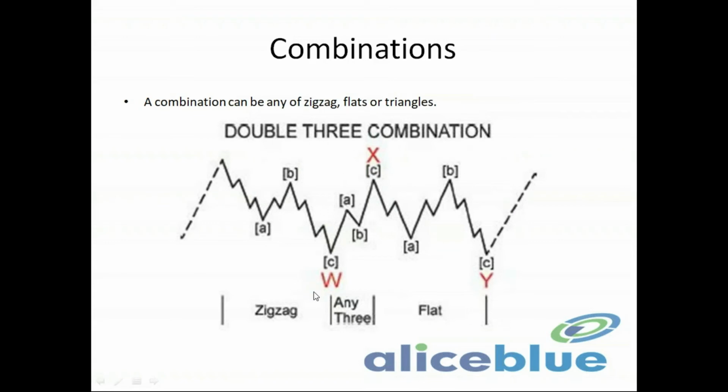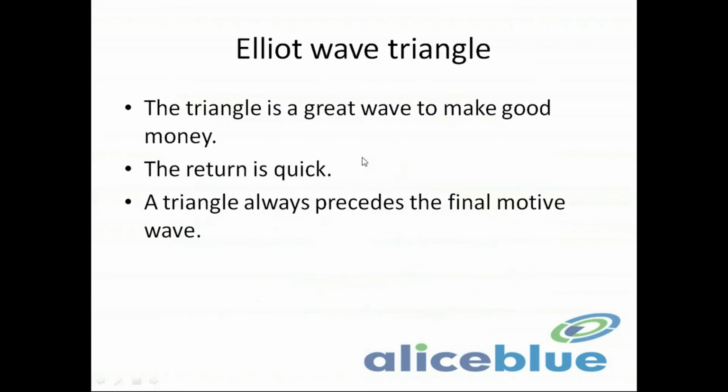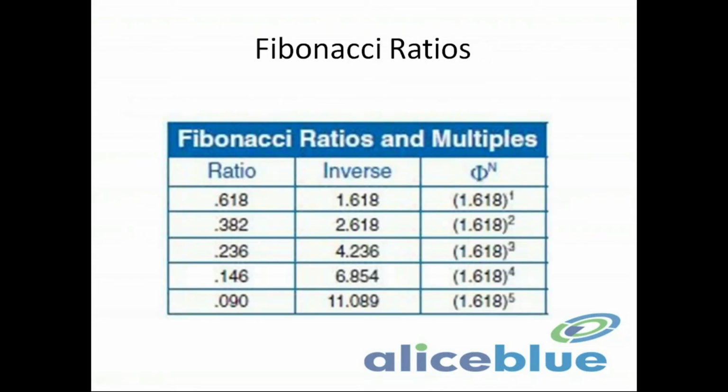These are the combinations, right? A zigzag, then a corrective A, B, C, and inside that a zigzag, then a flat. And the triangle always precedes the final motive wave. So wave 4 or wave B generally.